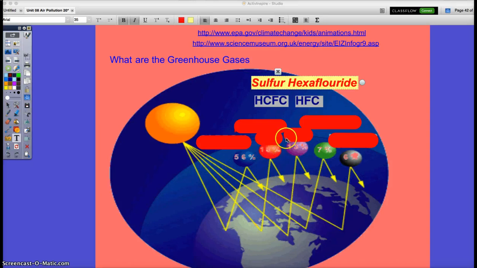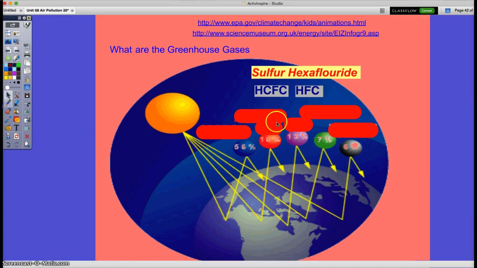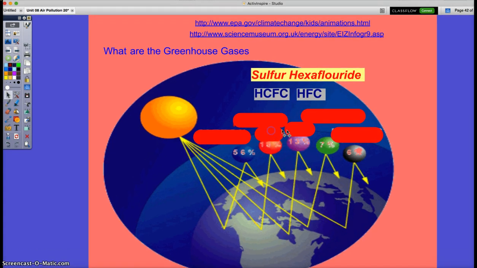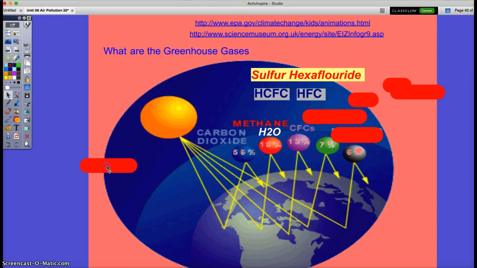Methane. Methane is a greenhouse gas. Good job. What else? Keep them coming. Well, we already said water in the last slide. Whoops, that's not methane. What else? Chlorofluorocarbons, which are CFCs, which we're going to talk about Monday. What else? Carbon dioxide. Good job. Carbon dioxide. My number one greenhouse gas of concern. What else?